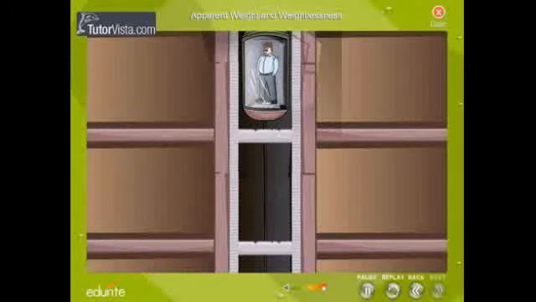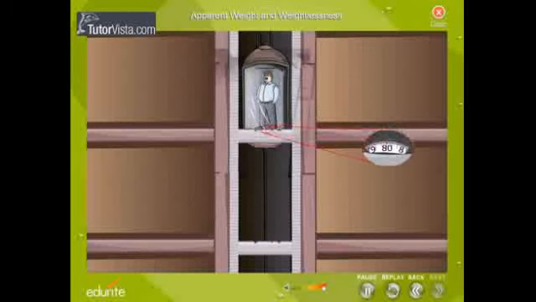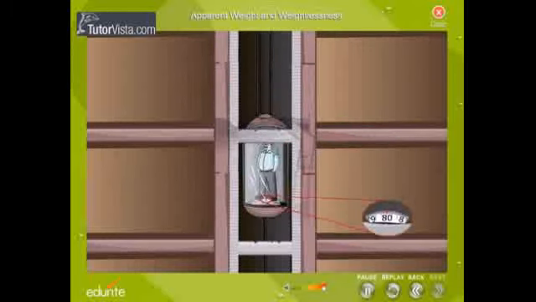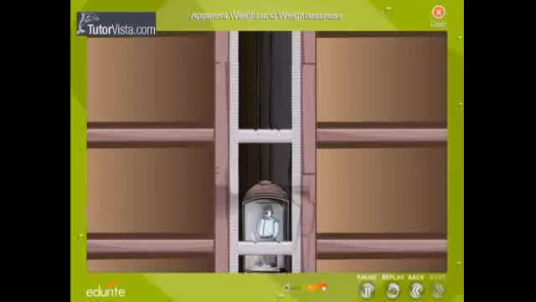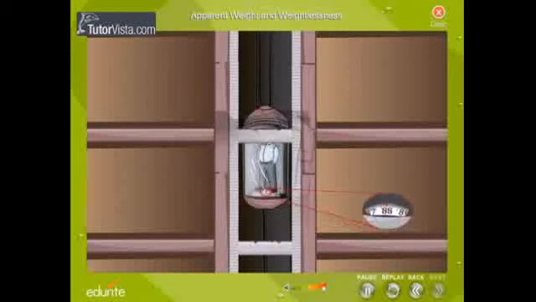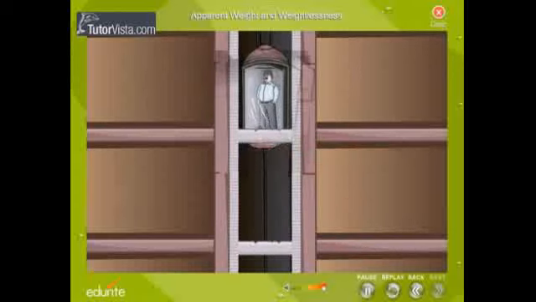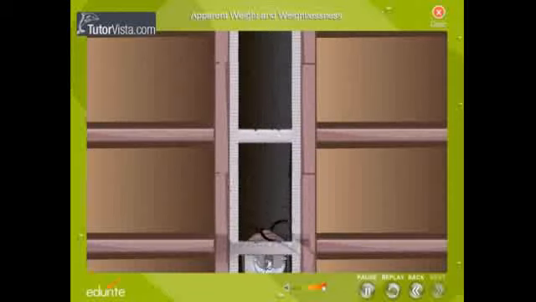To understand the concept of apparent weight, let us imagine a person standing on a weighing machine placed on the floor of an elevator. Now observe the position of the pointer of the weighing machine when the elevator is at rest, when the elevator moves down with a constant acceleration, when the elevator moves upwards with a constant acceleration, and when the elevator falls freely.